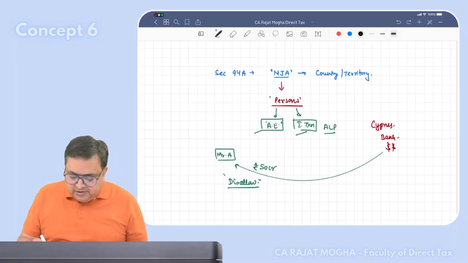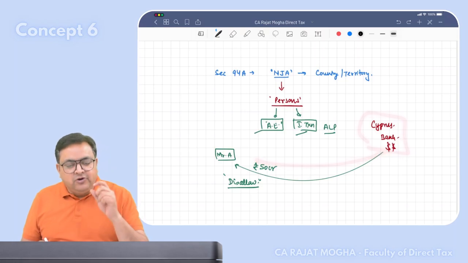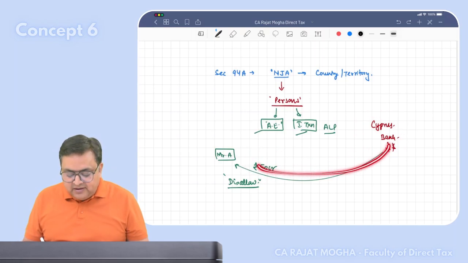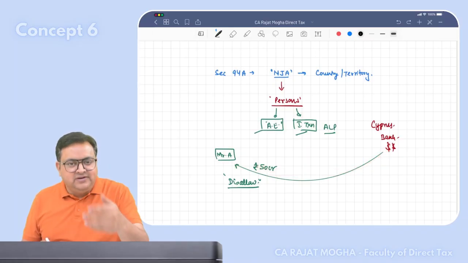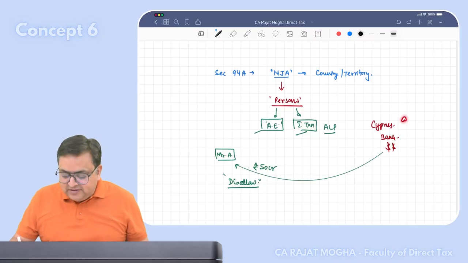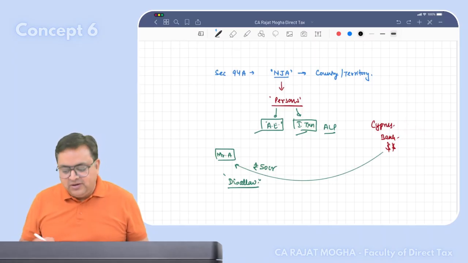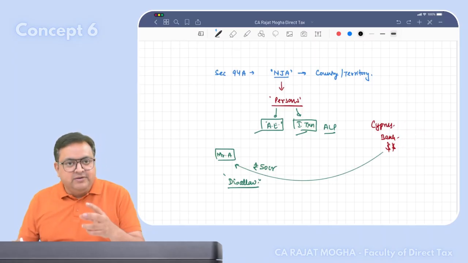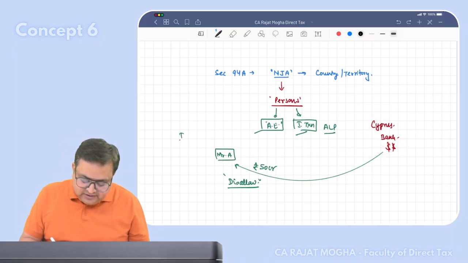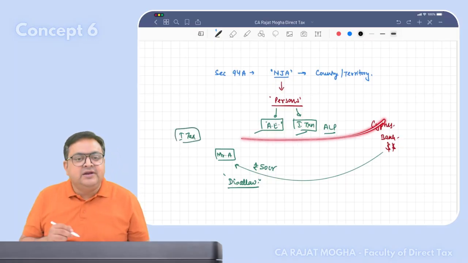We will disallow it if the person who has given you the loan will not give us the source, why he has given this loan, why this Cyprus bank has given Mr. A, who is in India, a loan of 50 crores. What was the guarantee? Who has given the guarantee of this loan? There must be some security deposit. So the Cyprus bank has to give the information to the Indian income tax authorities. And obviously Cyprus will not share the information with us.